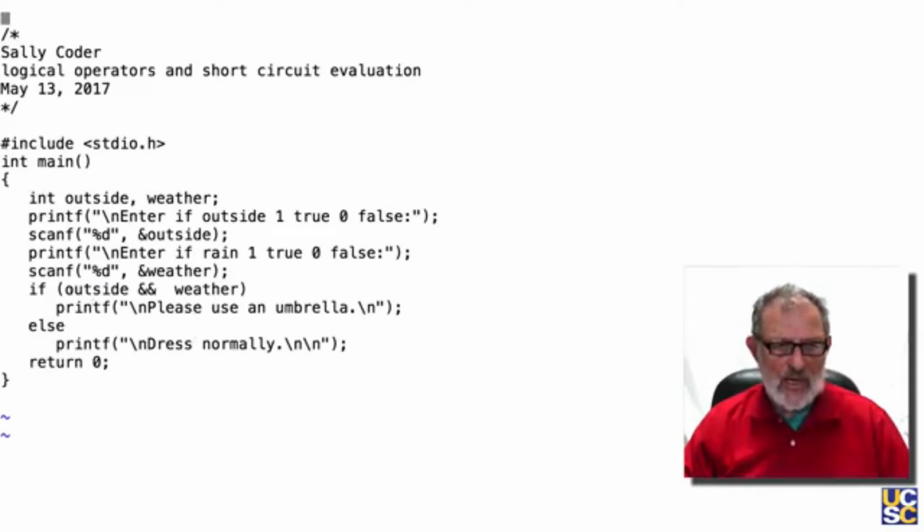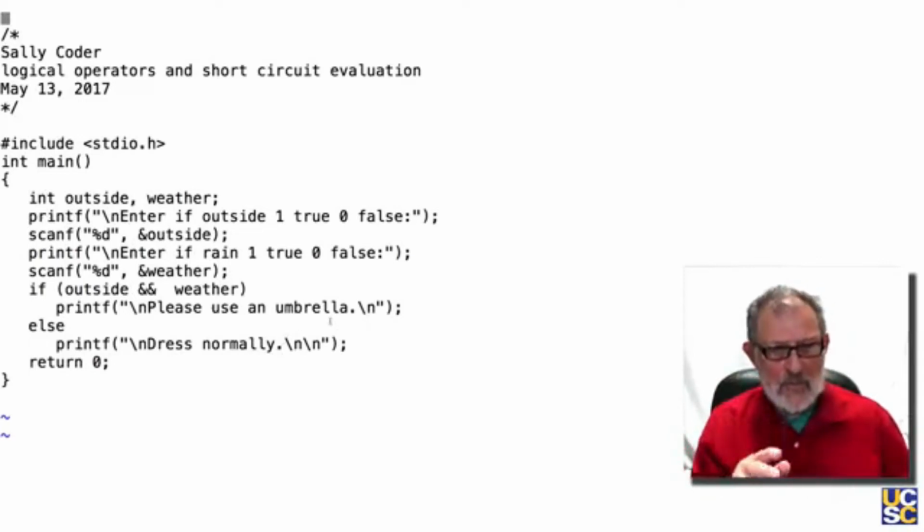So outside has to be true, namely 1. Weather has to be 1, namely rain. And only then would you printf, please use an umbrella. The other 3 cases all involve dress normally. So you should try to review that or make sense out of that if you're not familiar with that.